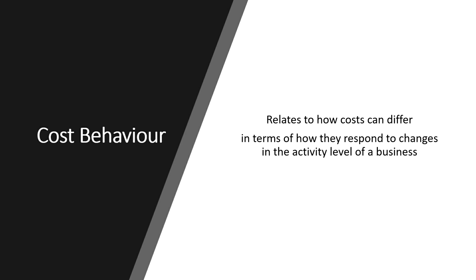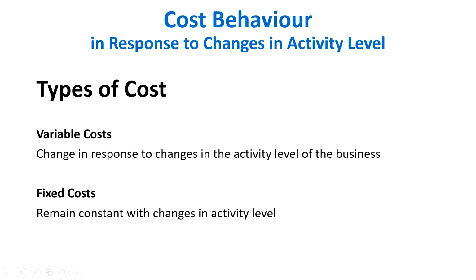Okay, so that's what we mean by cost behaviour in this context. How the costs can differ in terms of how they respond to changes in activity level. And what we'll find is that different types of costs respond in different ways. So two of the key types of costs are variable costs and fixed costs.